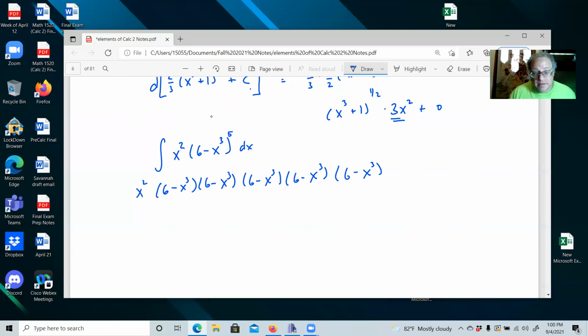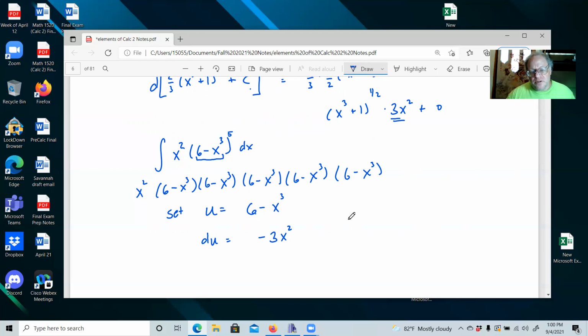Now, that strikes me as more fun than should ever be allowed. So we're going to make a substitution. What's the problem? Usually your guess is a thing inside of a power, inside of a radical, inside of a fraction. So we're going to set u equal to 6 minus x cubed. Then du is just going to be negative 3x squared, since the 6 is a constant. Now, I have a negative 3x squared here, but I just have an x squared.